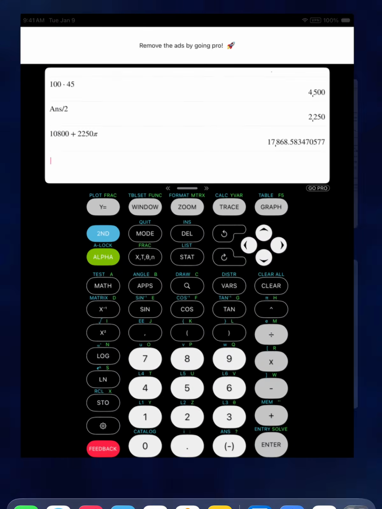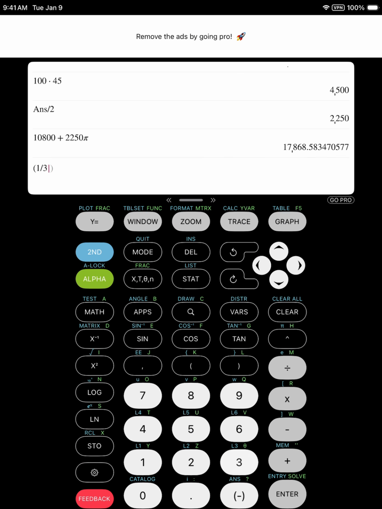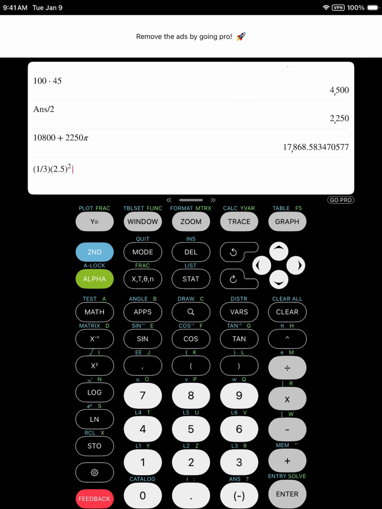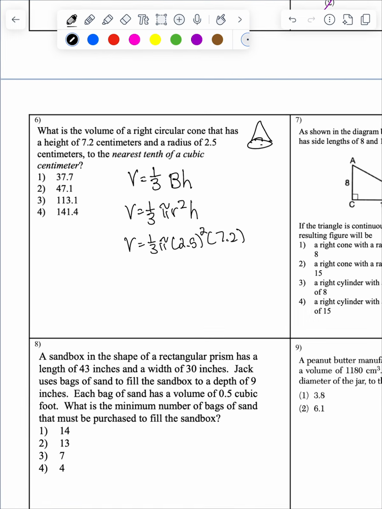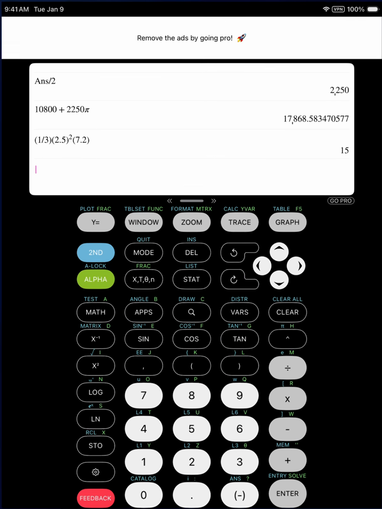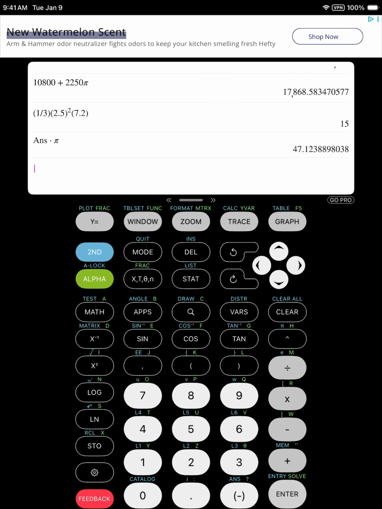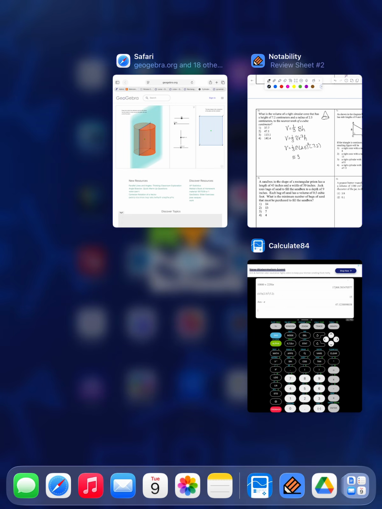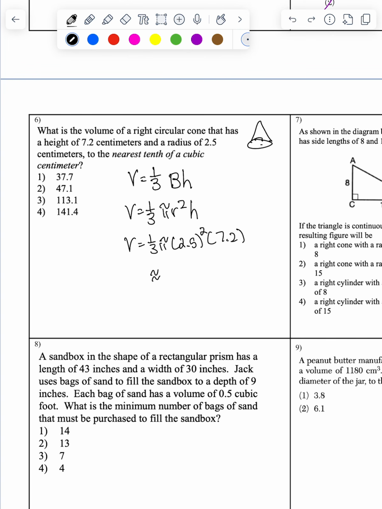So I'm just going to plug it into my calculator. So 1/3, and then that is 2.5 squared, and then times 7.2. Oh, I forgot the pi. And that's approximately 47.1 cubic centimeters, rounded to the nearest tenth. Sorry, that was 47.1. And that's answer choice number 2.